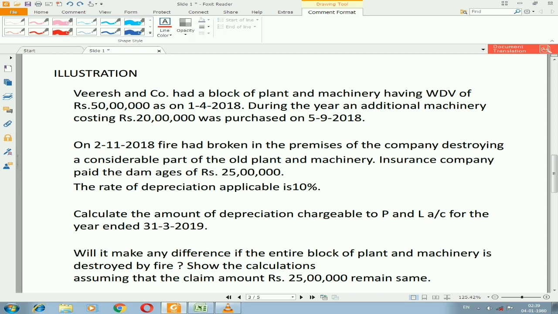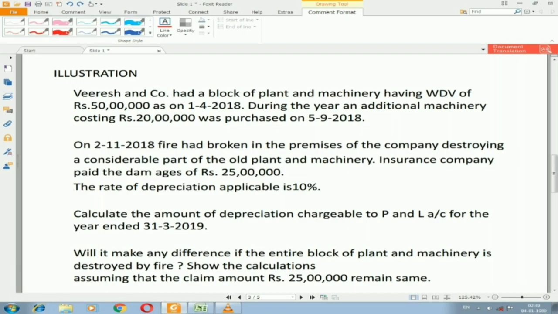And next, the rate of depreciation applicable is 10%. Now I need to calculate the amount of depreciation chargeable to the P&L account, that is the profit and loss account, for the year ended 31/3/2019. So I need to find out how much depreciation needs to be considered for the profit and loss account. So I need to show that.